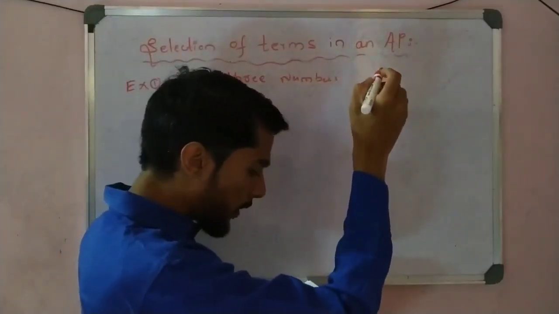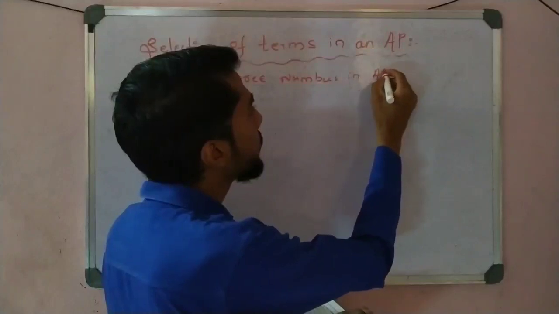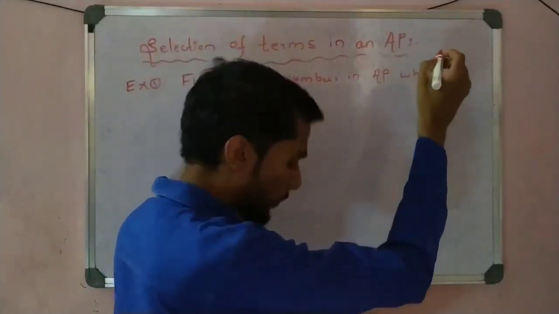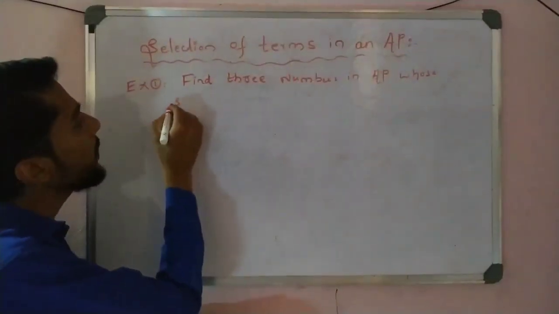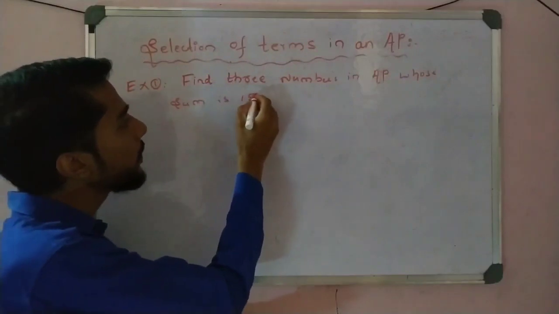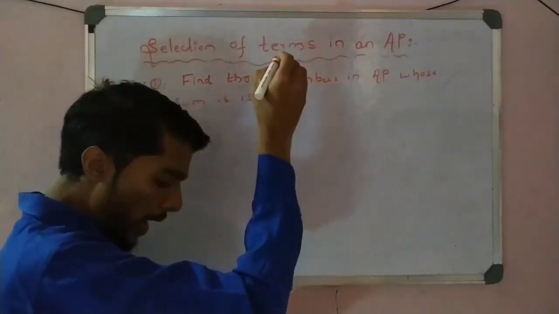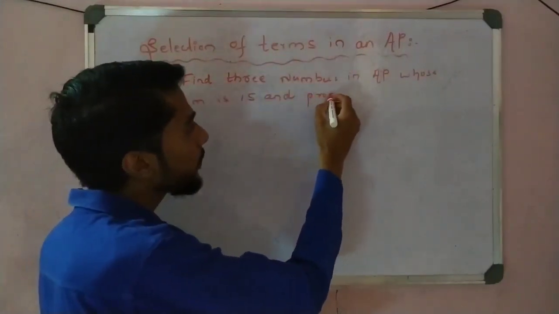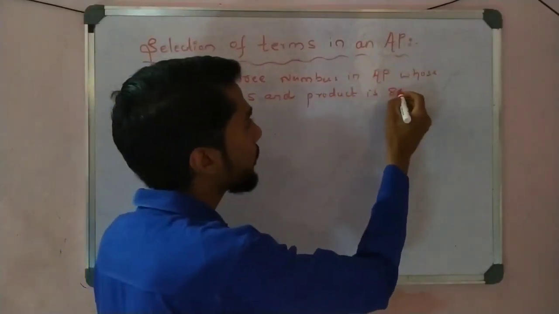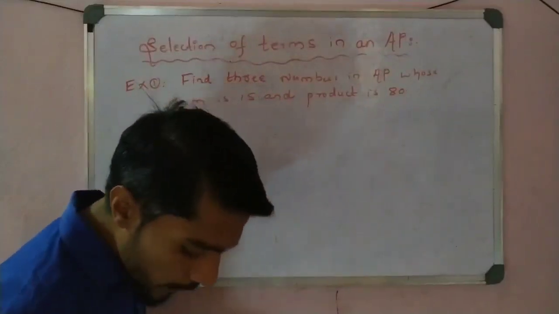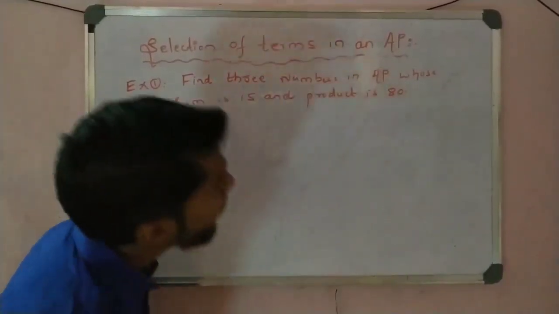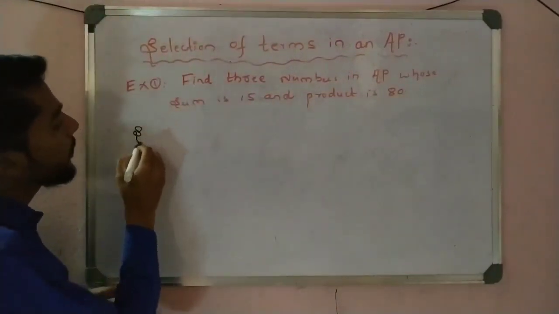Three numbers in AP whose sum is 15 and product is 80. Very important previous year question. So see here again, the solution.